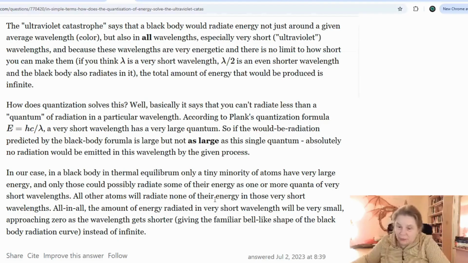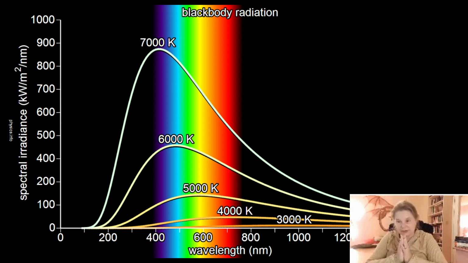So all the other atoms will radiate none of the energy at the very short wavelengths. All in all, the amount of energy radiated in the very short wavelengths will be very small, approaching zero as the wavelength gets shorter, giving the familiar bell-like shape of the black body radiation curve instead of the infinite ultraviolet catastrophe. Now, I hope that I've explained that well enough.